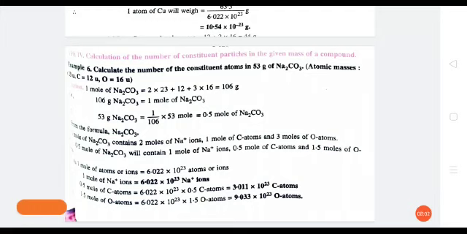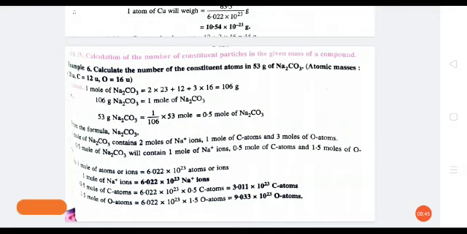Calculate the number of constituent particles in the given mass of a compound. Type 4. Calculate the number of the constituent atoms in 53 gram of Na2CO3. All the values are given in the question. 1 mole of Na2CO3, sodium carbonate, is 2 into 23, okay, atomic number of sodium is 23, plus 12 carbon's value, plus 3 into oxygen value 16. On multiplying and adding, we'll get 106 gram.